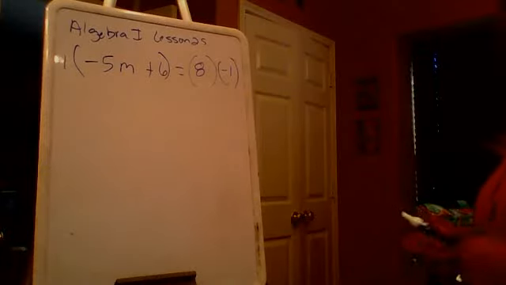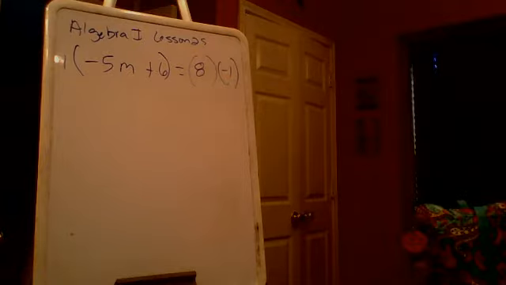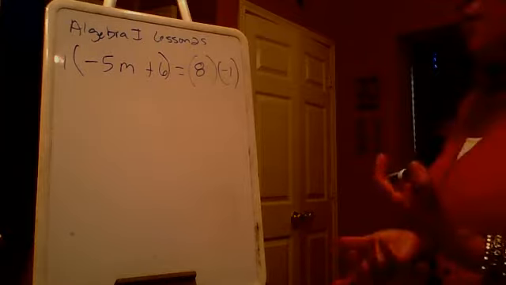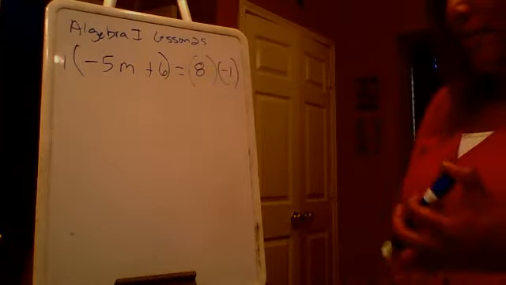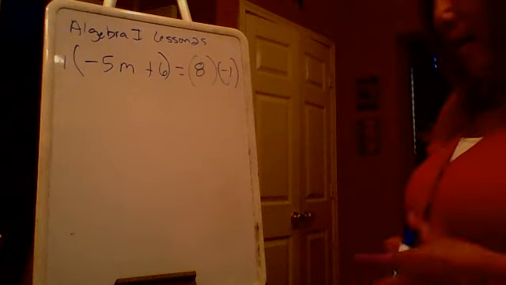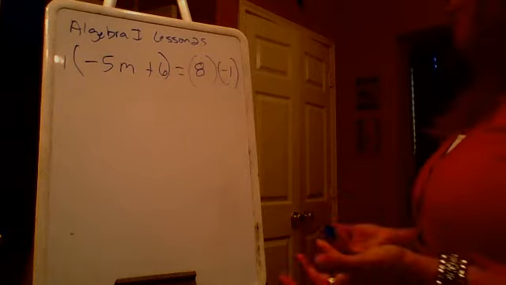Okay, we're talking about Algebra 1, Lesson 25. And we're talking about solutions of equations. We learned in the previous two lessons that if you add something to both sides of the equation, then we don't change the equation. And if you multiply or divide every term on both sides by a non-zero number, you're not going to change the equation.